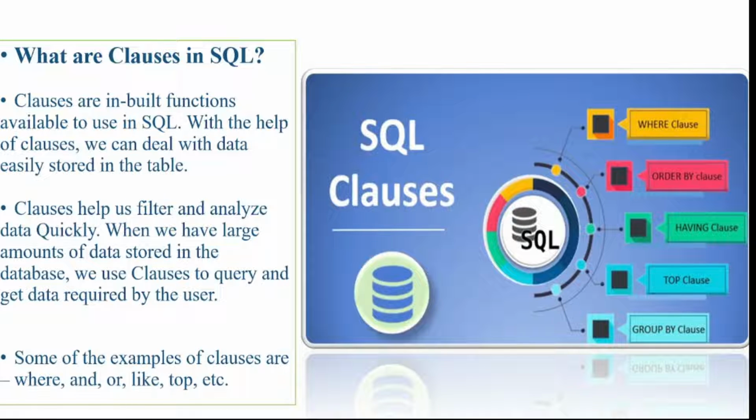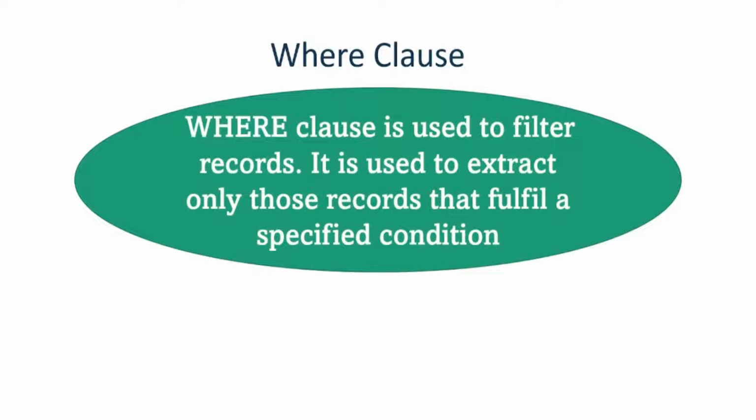So here we have where clause, order by clause, having clause, top clause, group by, and so on. We will cover all the topics step by step in our upcoming classes. In this tutorial, we will only talk about the where clause. So guys, the where clause is used to filter records. It is used to extract only those records that fulfill a specified condition.